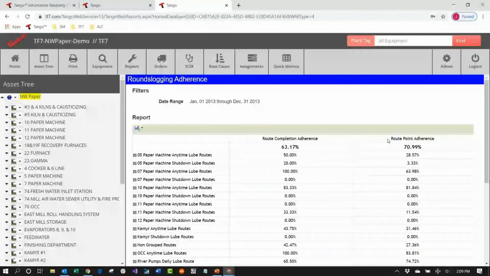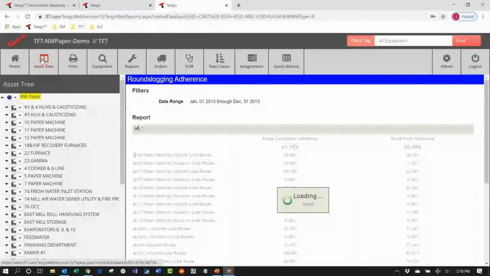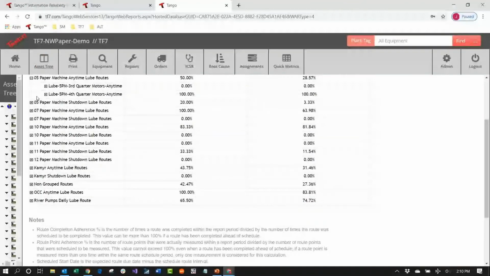But this is also a very interactive report. If I take a look, I'm looking at about a 63% completion rate on the number of times I ran the routes. I'm looking at a 71% adherence on the number of times I actually got all of the points measured that I expected. If I dig into this, and again, I'm going to expand the tree or hide the tree, I see that I've got 0% on this 5 p.m. third quarter motors anytime lube route, and yet I'm at 100% on the 5 p.m. fourth quarter. Let's go down to the one that says 83%, and that'll give us a closer look.